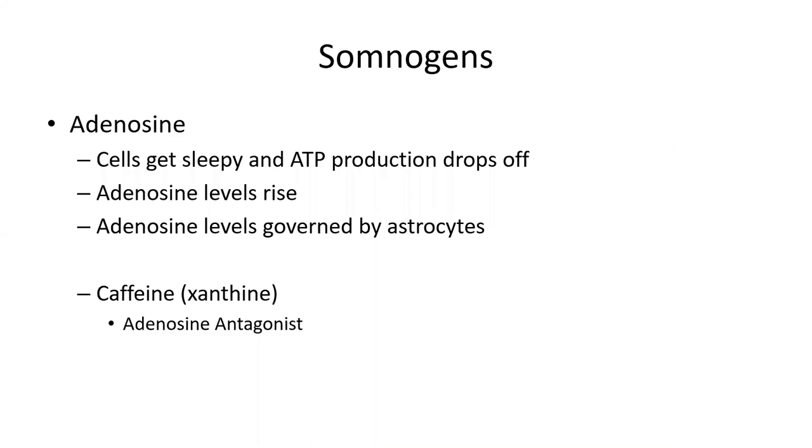So we do have certain chemicals that do make us sleepy, so-called somnogens. Adenosine is one in particular. As we're awake, our brain has metabolic activity, and it accumulates adenosine. When we become tired, adenosine is no longer phosphorylated, and those adenosine levels rise, and to some extent are governed by astrocytes, which are the support cells of the nervous system. And most of us take caffeine, which is an adenosine antagonist, and this will help with sleepiness, and that's why caffeine is alerting.